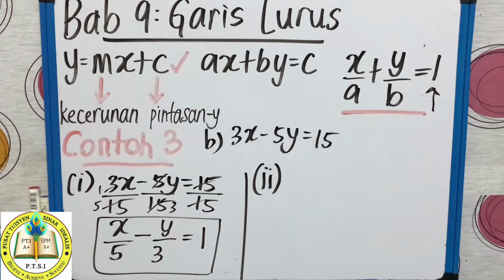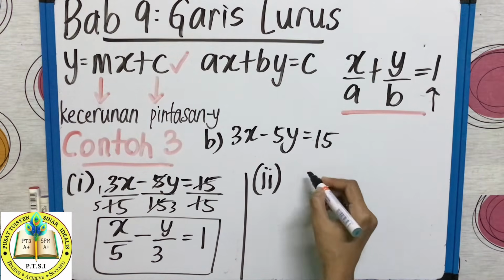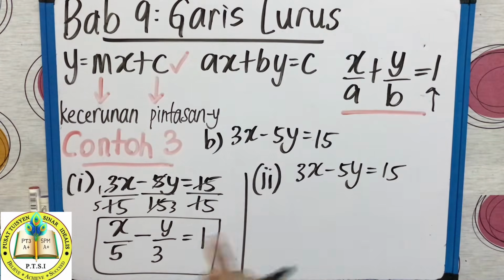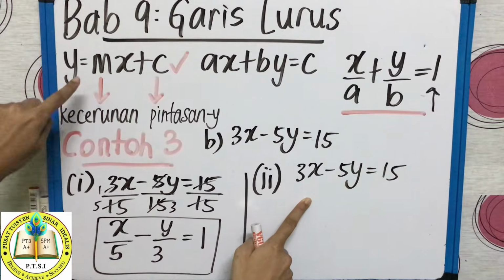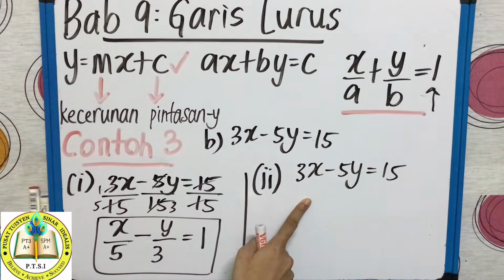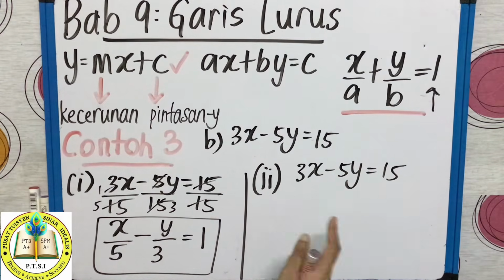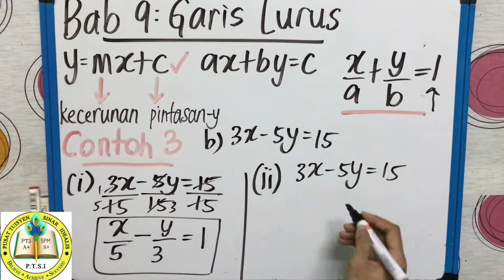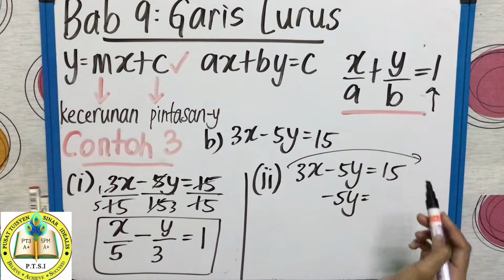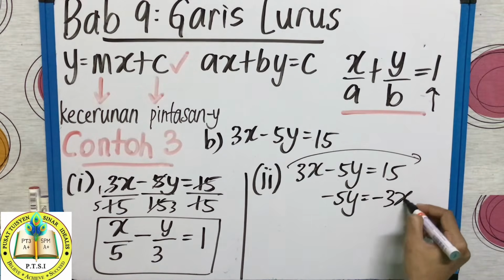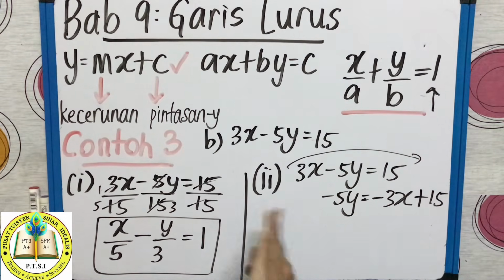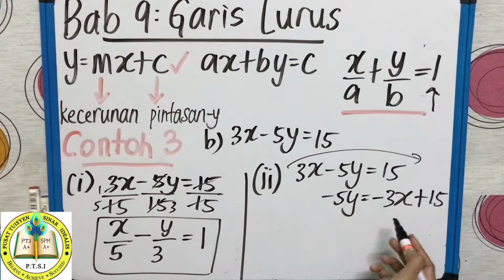Finish. And now, Roman 2. Cikgu tulis persamaan ini. The question. Yang ni tukar dalam bentuk apa? This first one, y equal mx plus c. So, apa cikgu bagi tahu tadi? What I told you just now. y must be on the left hand side. So, negative 5y equal positive 3x go there. Negative 3x. And this one is positive 15. So, y equal x number.